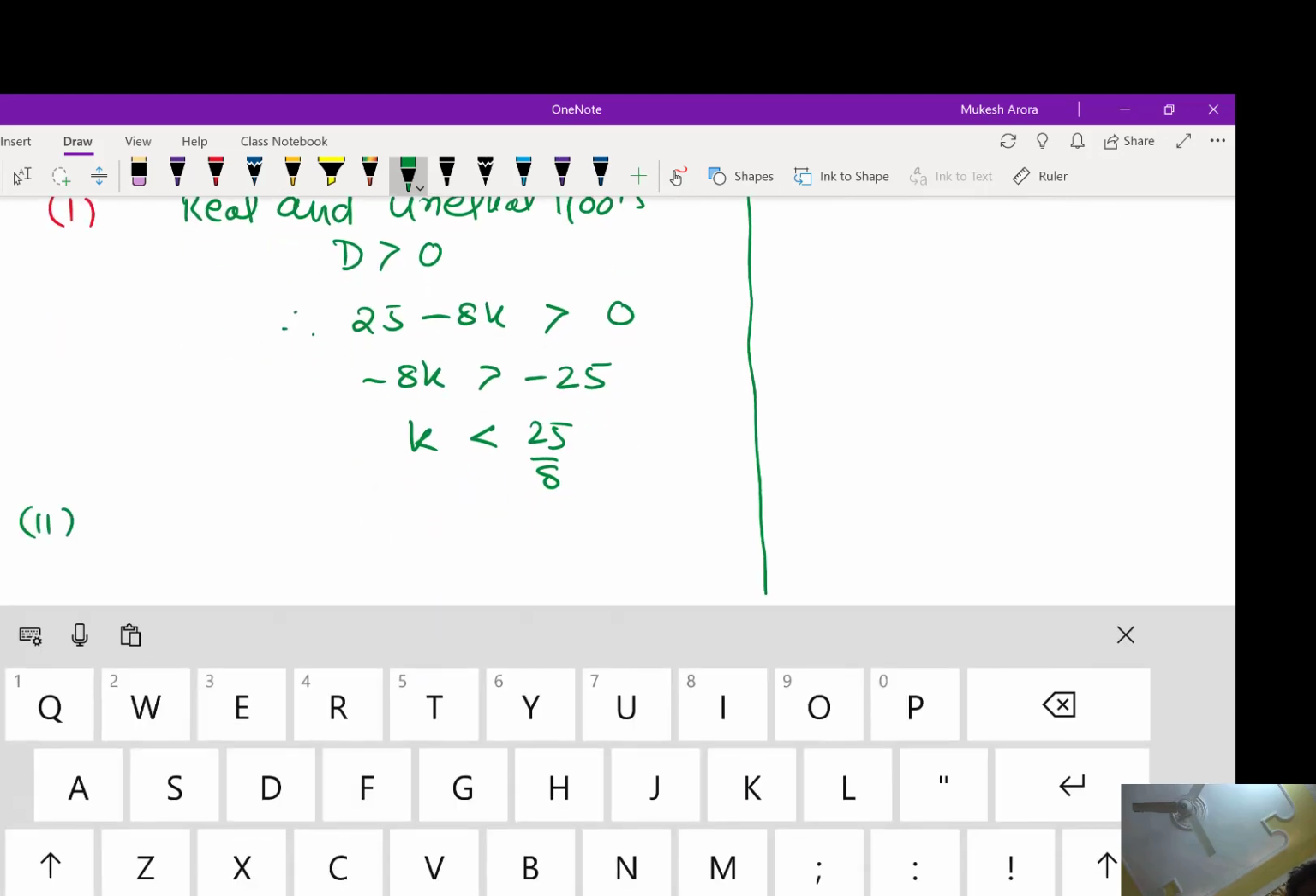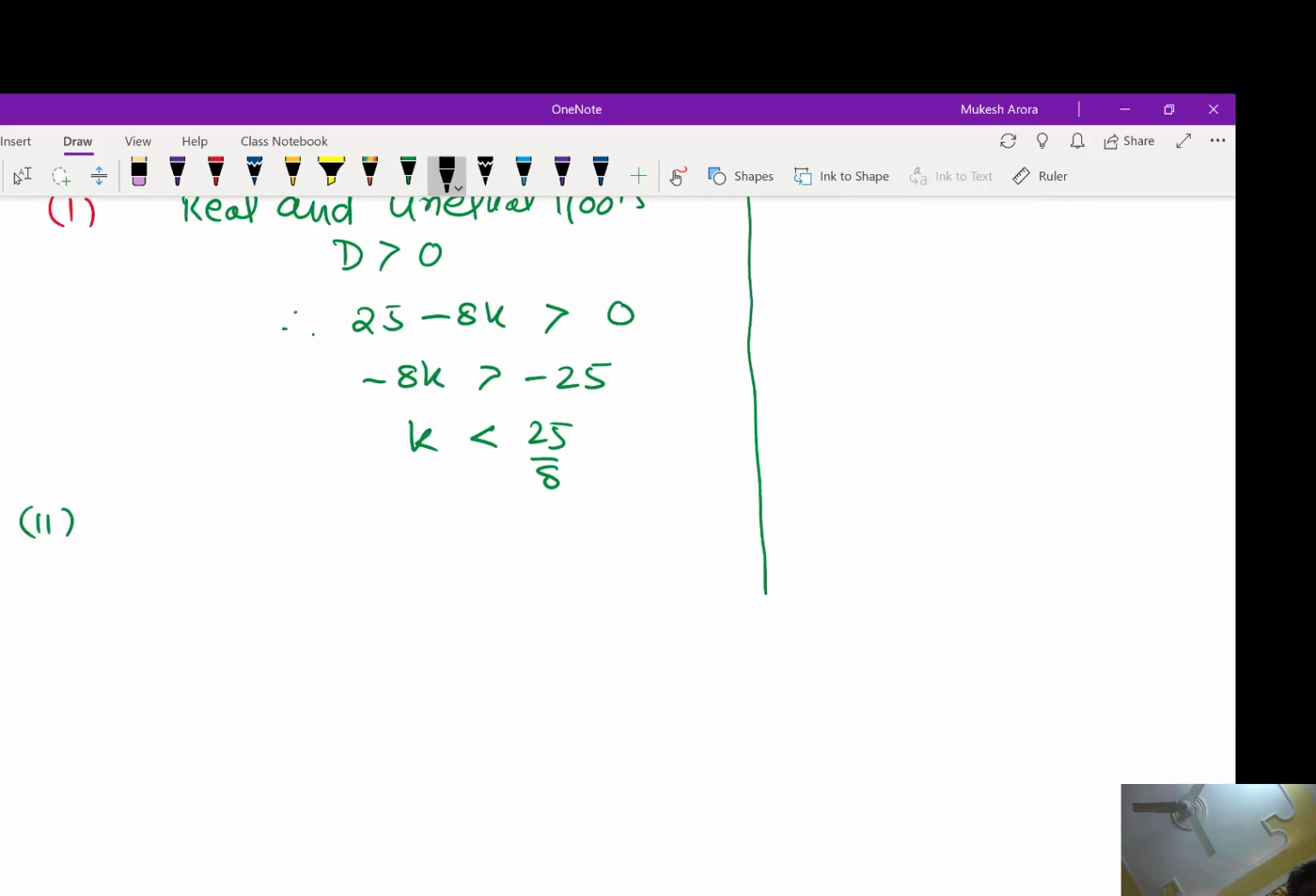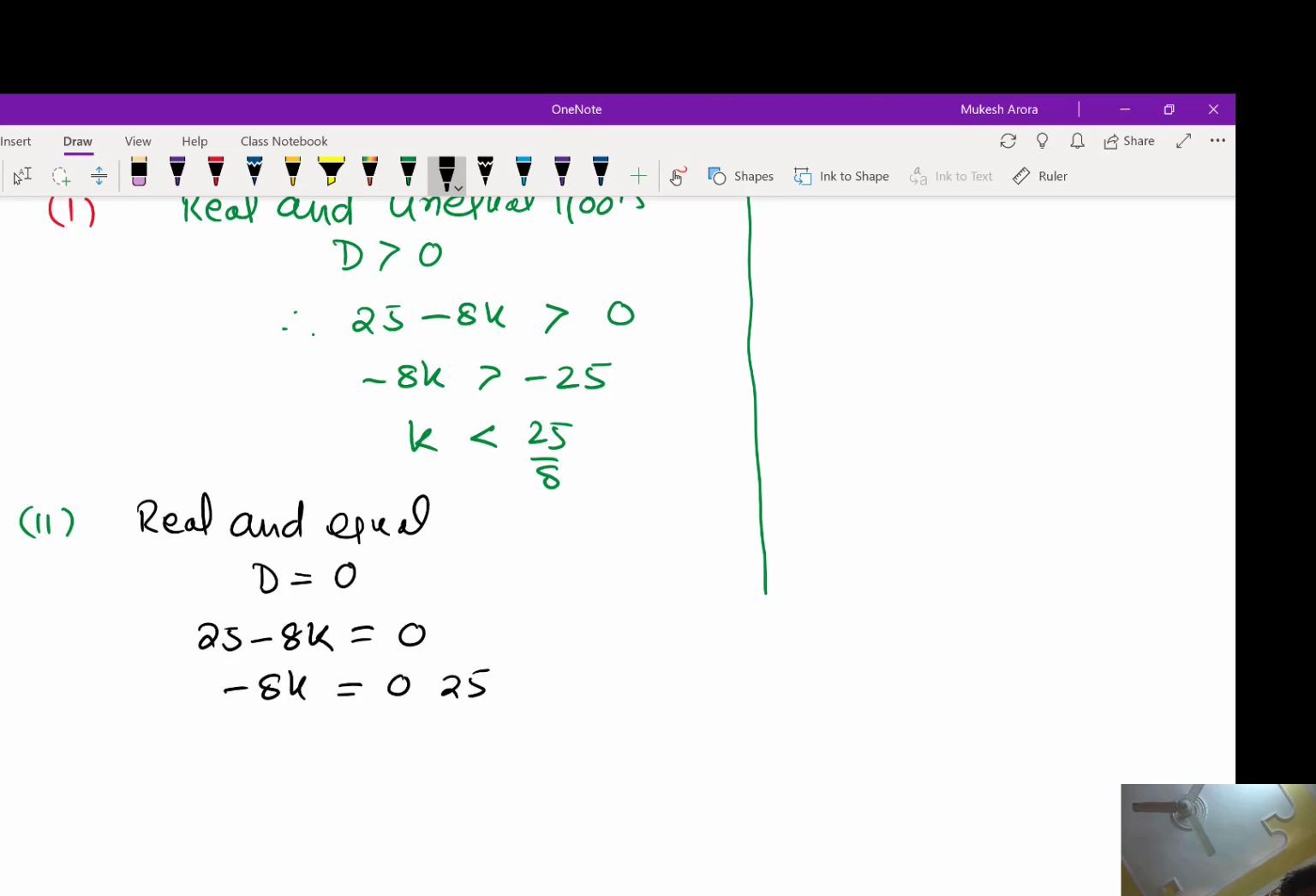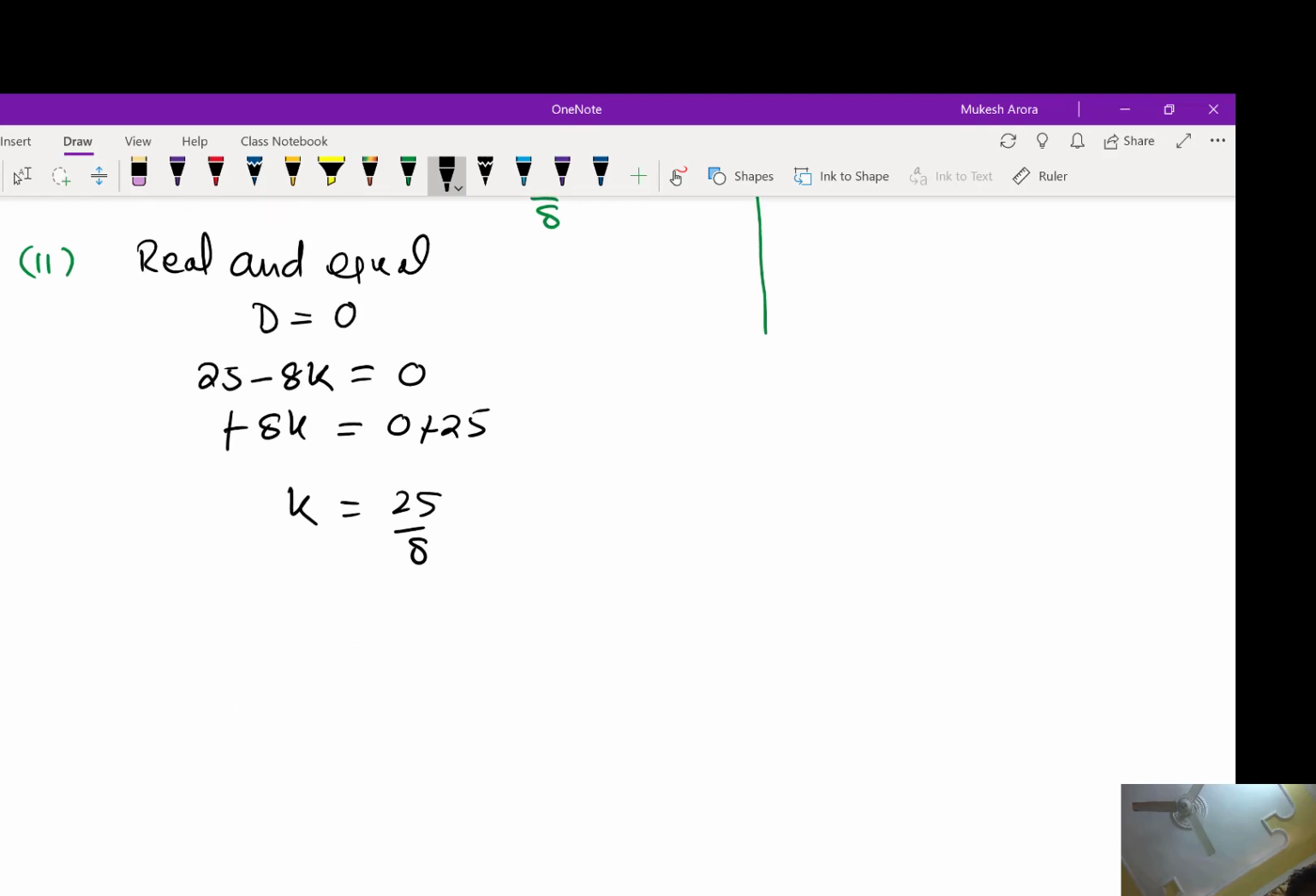Second, when it has real and equal roots, d is equal to 0. So 25 minus 8k should be equal to 0. Minus 8k should be equal to 25 minus 25, and k is equal to 25 by 8. Third, when it has non-real roots.